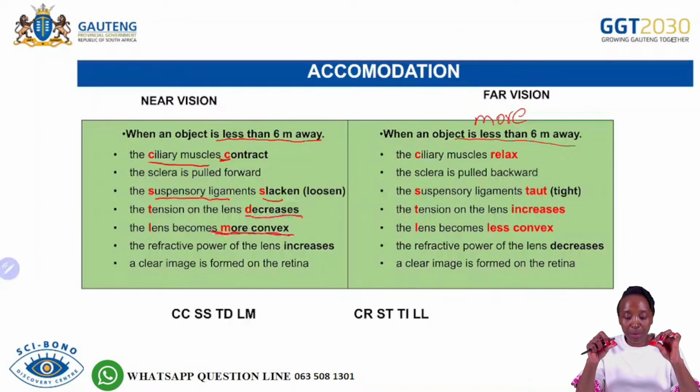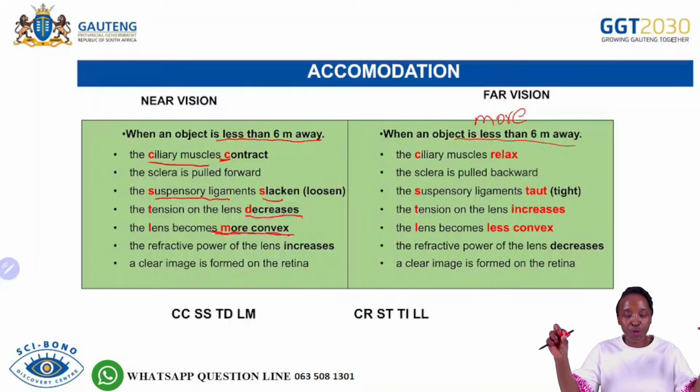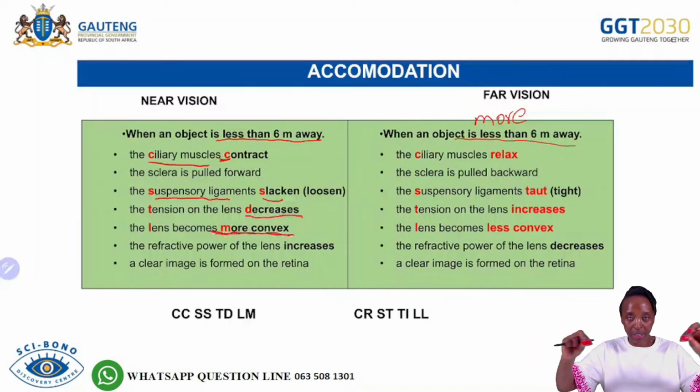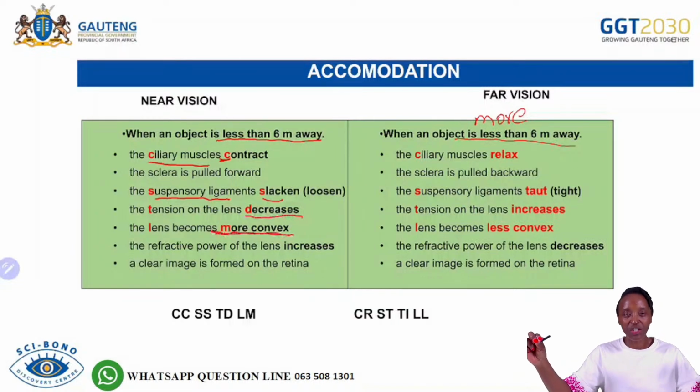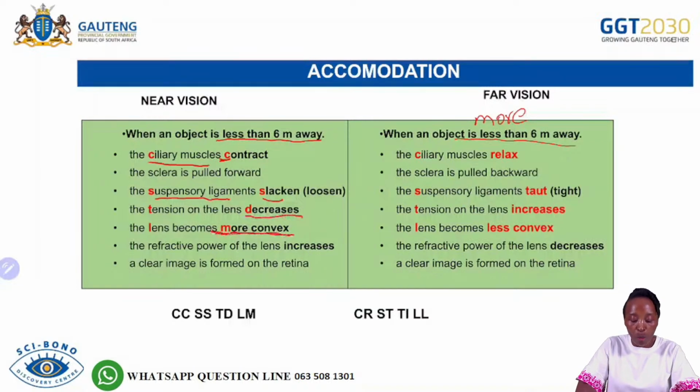So think of an elastic band that is being pulled like this. If the ciliary muscles contract and the sclera is pulled forward, then the tension decreases. If you're pulling the elastic band away, the tension is higher. But if you let go and bring it closer, the tension is loosened and it decreases. Therefore, in this case, we say the lens becomes more convex. It bulges out, it becomes rounder, which are terms that we discourage you from using, because the correct terms are more convex or less convex.